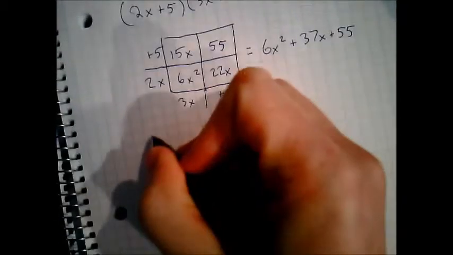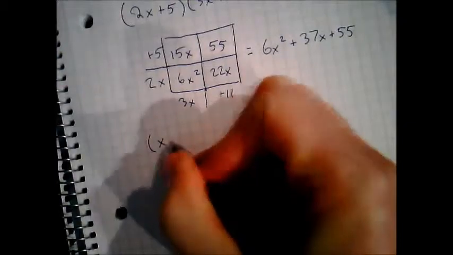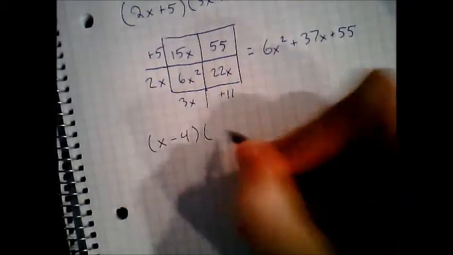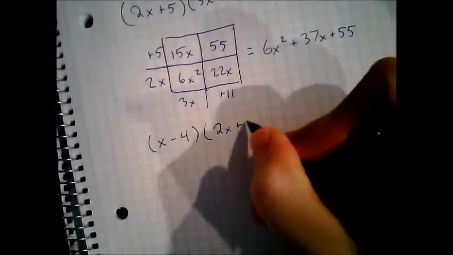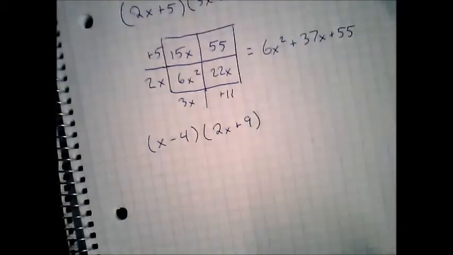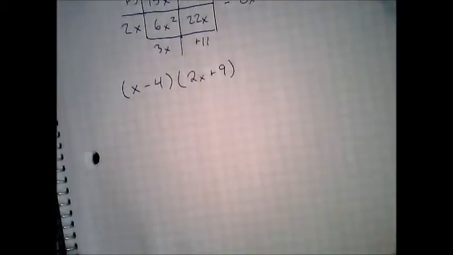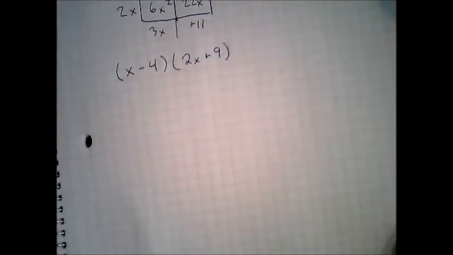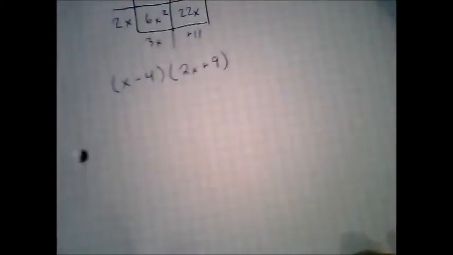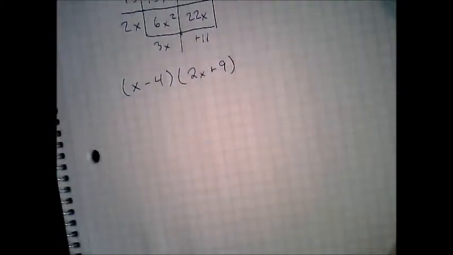All right, let's look at another one. Okay, x minus 4 times 2x plus 9. If you want, you could press pause and try it on your own, or you could just let it go, and then we could work on this one together.